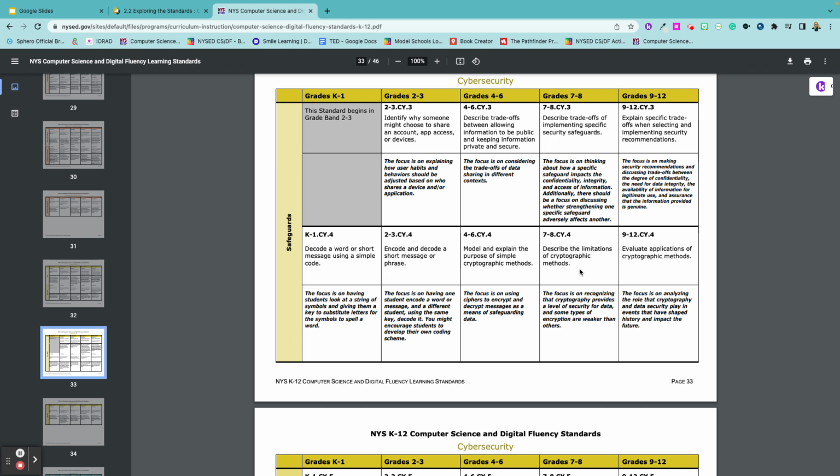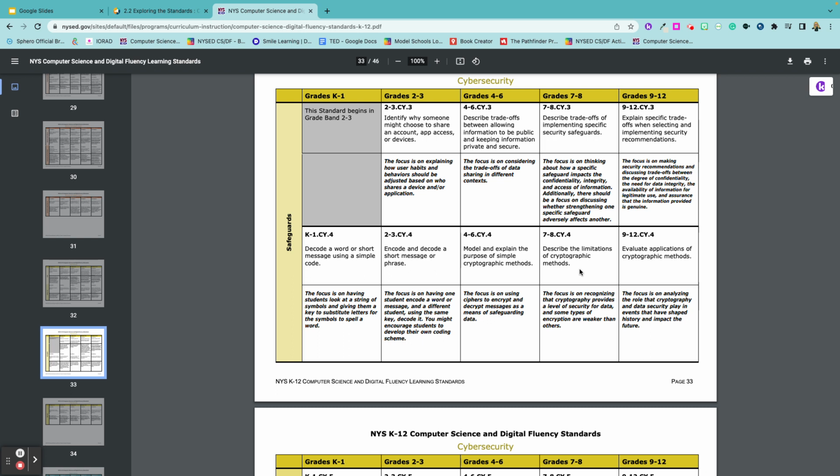And then going on to number 4, this is kind of a fun one. You have to describe the limitations of cryptographic methods. If you're not familiar with cryptography, it's really just decoding and coding different messages. So it's thinking about things like the Navajo code talkers or the Caesar shift, or even using Breakout EDU to think about how you have to solve puzzles to get into different information. You're talking about ciphers and codes and such here, which students tend to find really fun.